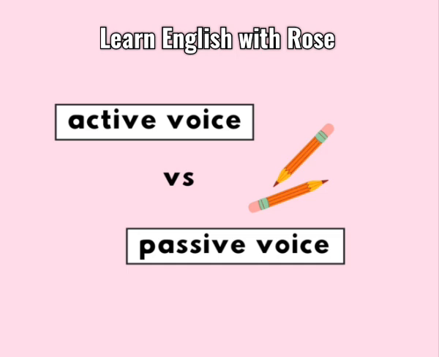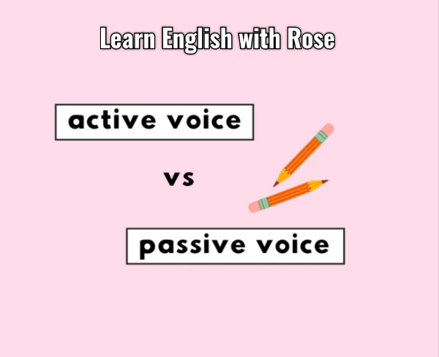So here, when you see an active sentence, the noun before the verb is the subject. When you convert it into a passive, remember that this, which is the subject now, will become the object when you write it as passive voice.